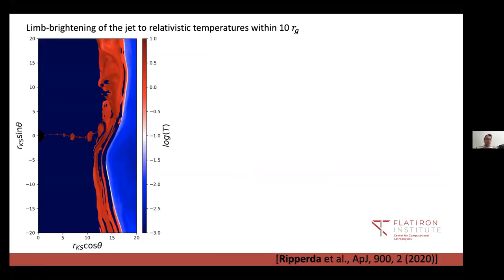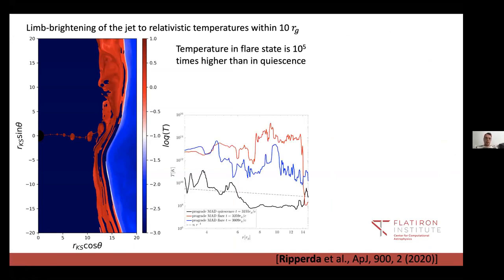If we plot the temperature now, we see that the equatorial current sheet is very warm, but also that the whole jet sheath region is very hot, and that this all happens within the inner 10 RG. It depends a little bit on which spin you have. And if we then calculate the temperature in Sagittarius A* units, we see that it's about 10 to the 5 times higher in a flare period, and a flare period is indicated by such a hot region at the jet boundary, than in quiescence. And quiescence is indicated by the black line.